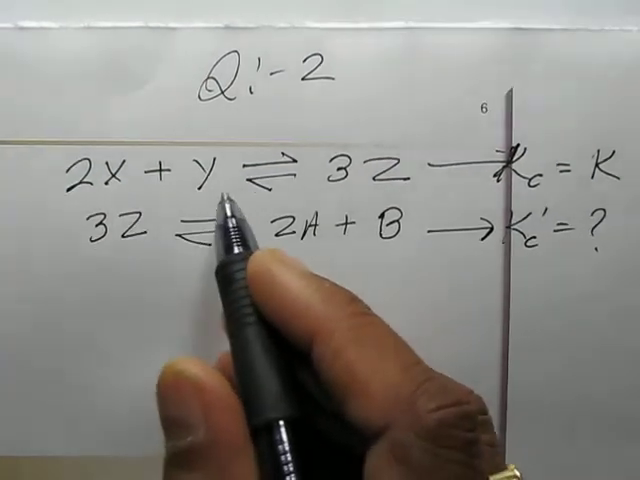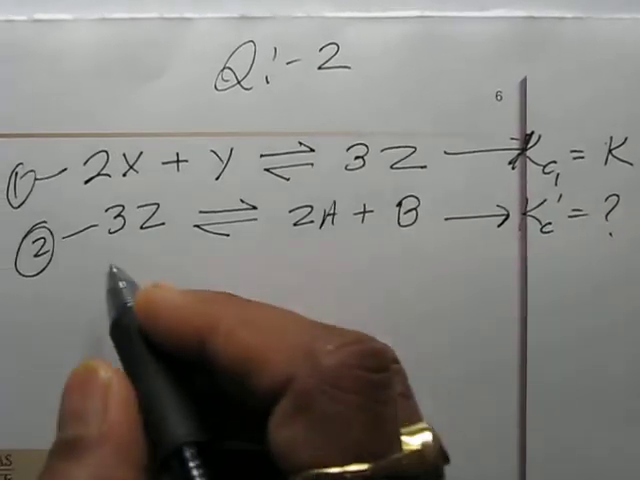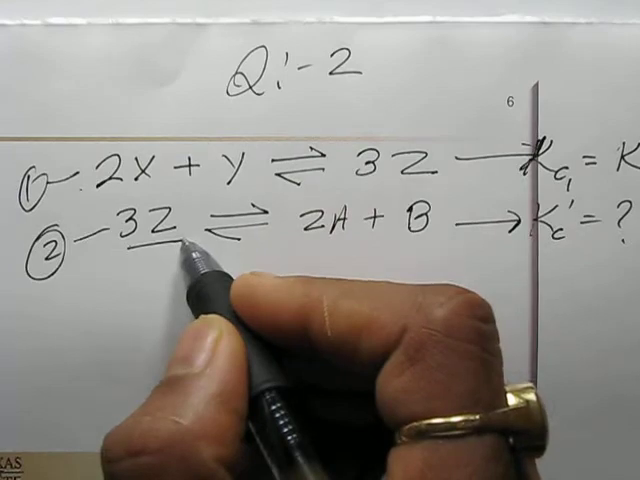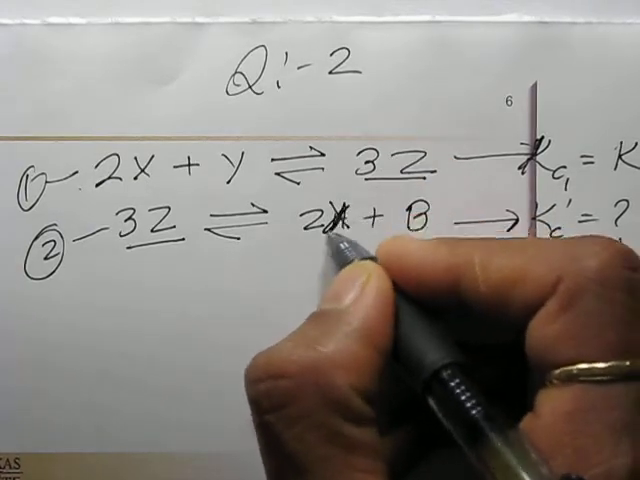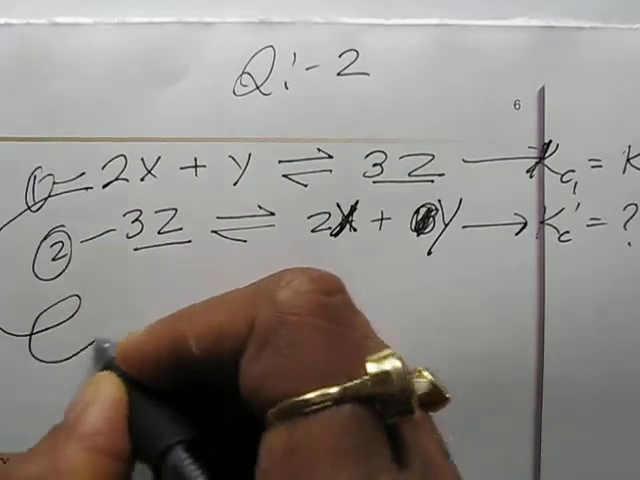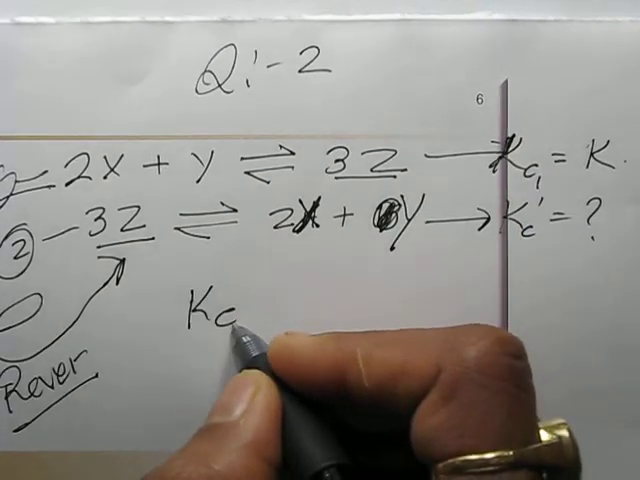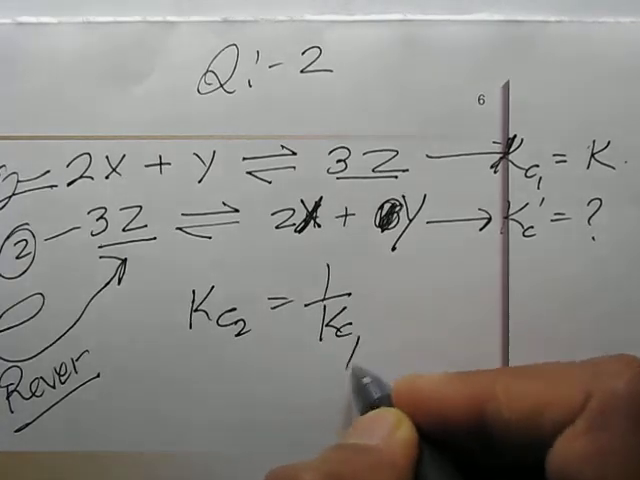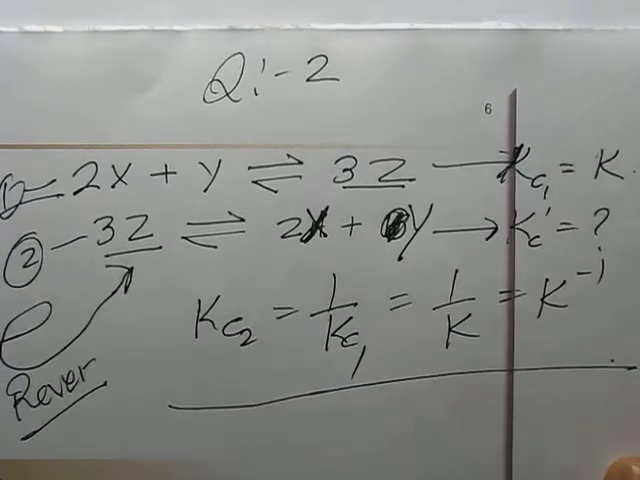Another example: here we have 2x plus y equal to 3z. Let's call this equation number 1 and this equation number 2, with Kc1 equal to K. What will it be for this one? If you see this reaction, 3z is the product here and 3z is the reactant, x and y are swapped. So basically we are reversing this reaction. Reverse reaction means Kc2 will be equal to 1 over Kc1, or 1 over K. That's it. Or we can write K inverse. So this is another example of math manipulation.